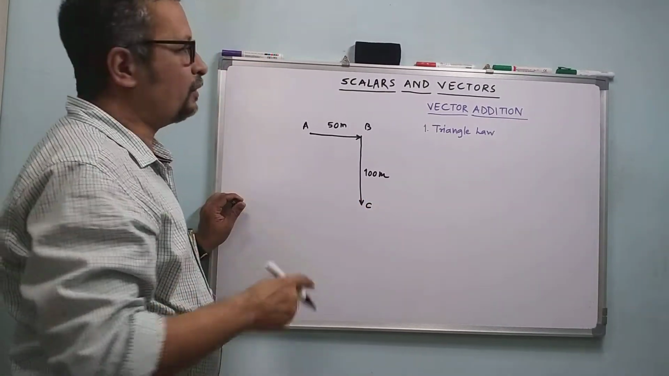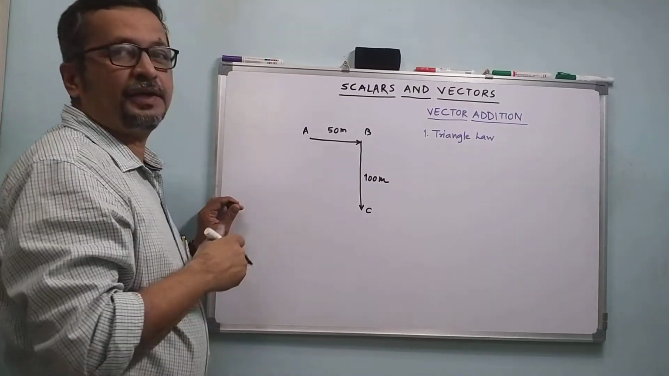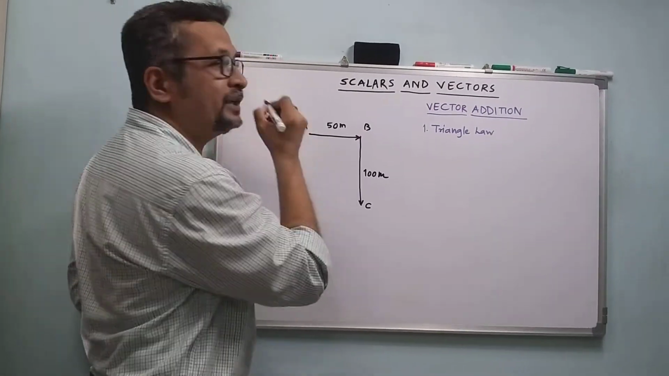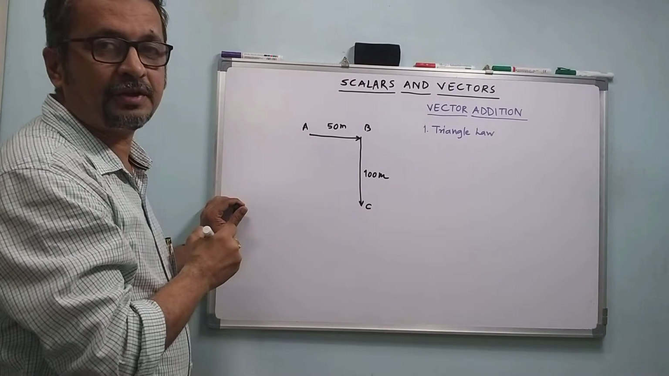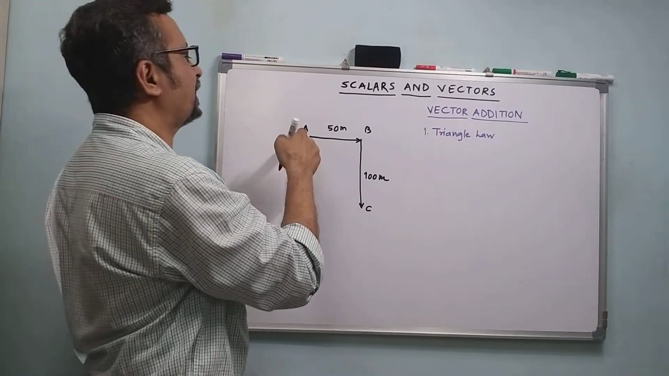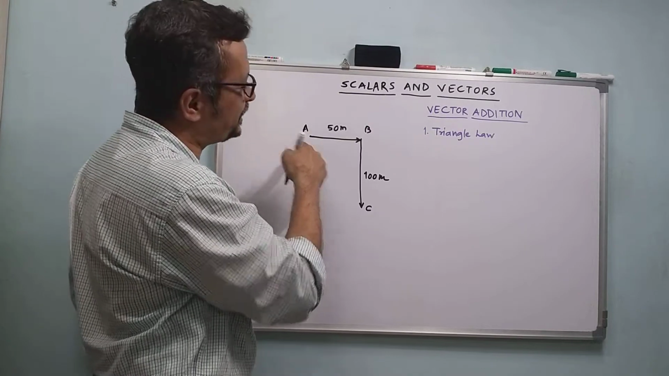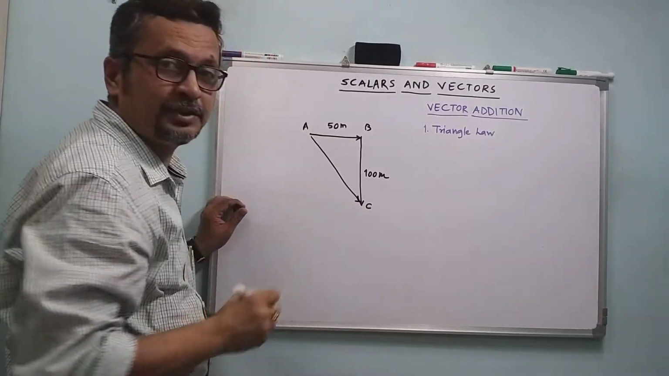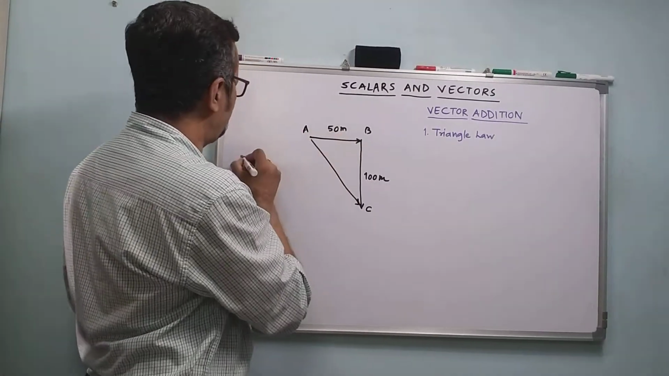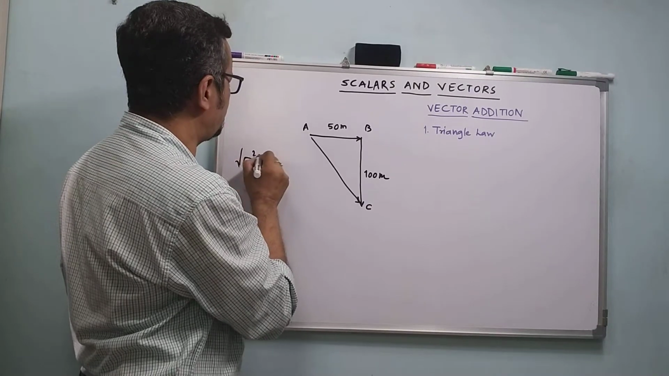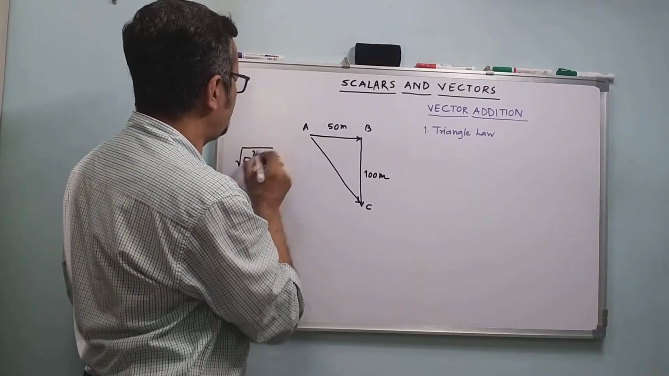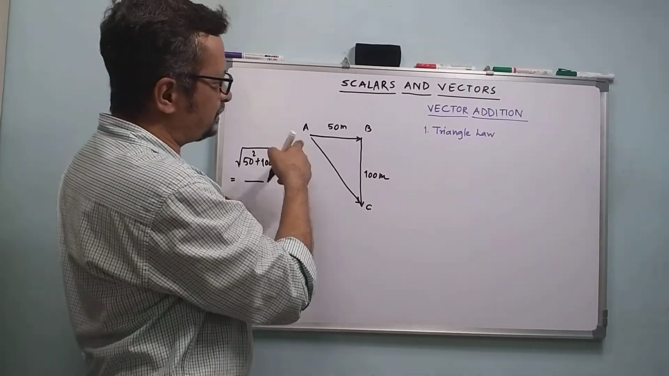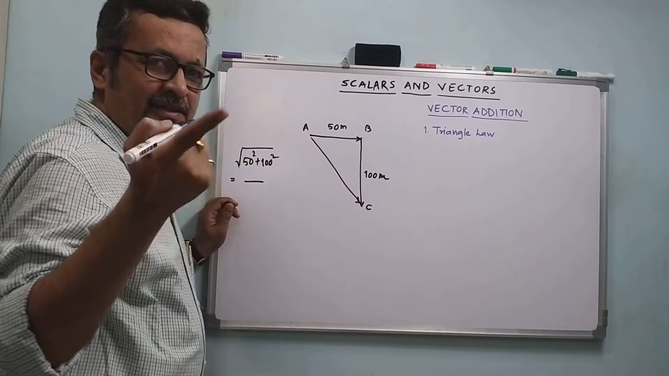C. Now what is my displacement? What is the change in my position from A to C? My displacement from A to B is 50, my displacement from B to C is 100, and now if I take A as my starting point and C as my end point, then my displacement is going to be this, correct? A to C, and it would be root over 50 square plus 100 square, and that comes out to be something here. I don't want to calculate it right now, but that is how I get my displacement, correct?